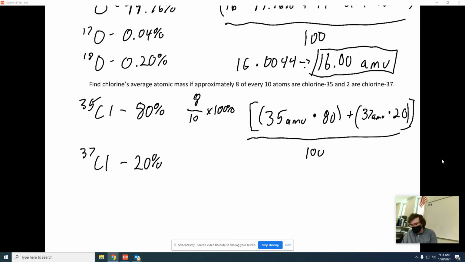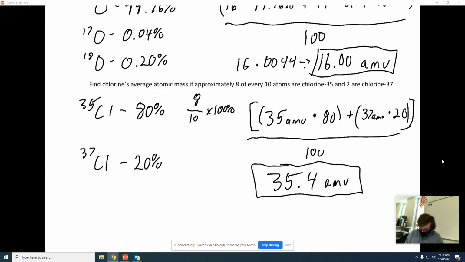So I can take 35 times 80 plus 37 times 20, hit enter, divide that whole thing by 100, and we'll see that our average atomic mass for chlorine is 35.4 atomic mass units. A good way to check yourself on these problems is to check your periodic table. If we find chlorine, we'll see that our table has it listed as 35.45. So our calculation here is pretty darn close.